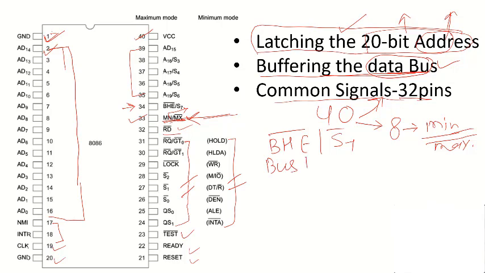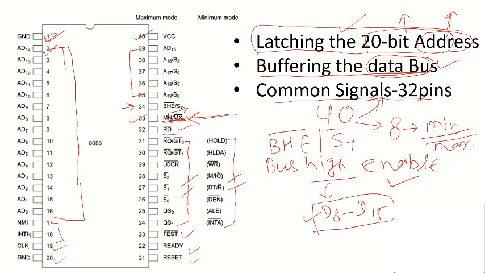The full form of BHE is bus high enable. So bus high enable is used to enable the higher order data bus. That higher order data bus is D8 to D15, so it is used to enable it. Whenever BHE is 0, it means you can select D8 to D15. Okay, so an important concept of the microprocessor is the concept of memory banks. So let us discuss that.